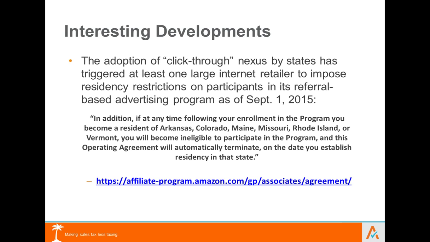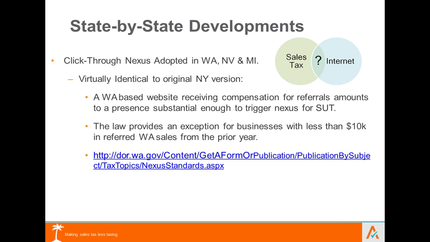So anyhow, it's important. It's a big change. It's happening quickly. It's spreading fast. So the states are really working hard to get themselves positioned to get as many businesses in that collection net as possible. Click-through nexus is a good way to do it. Here's the Washington one. You can see referral amounts. If there's compensation for referrals, that amounts to a substantial presence, right?